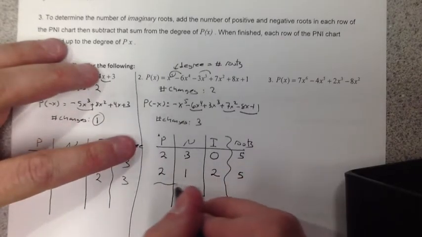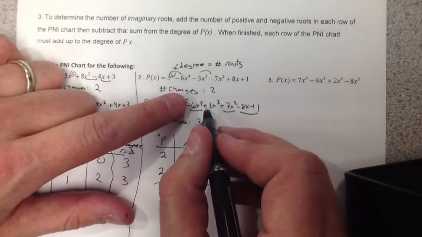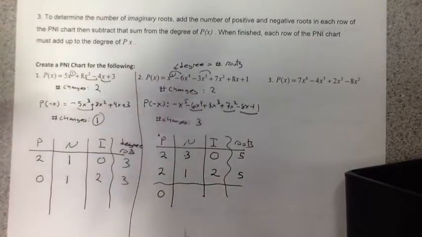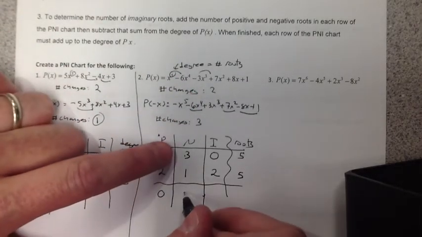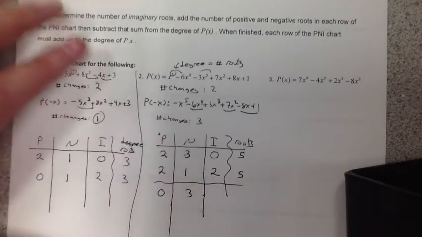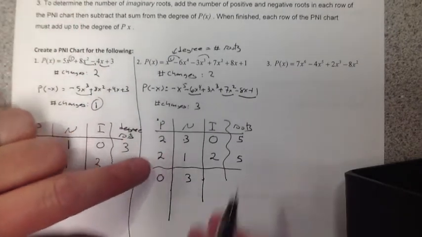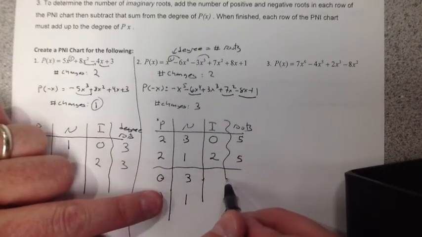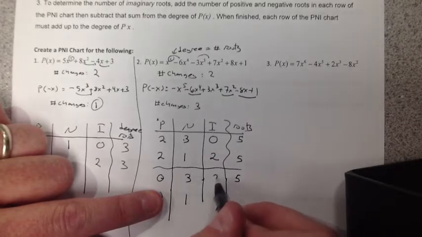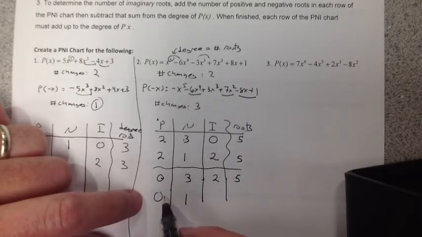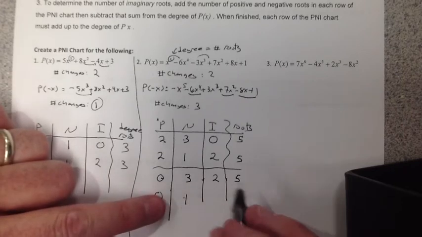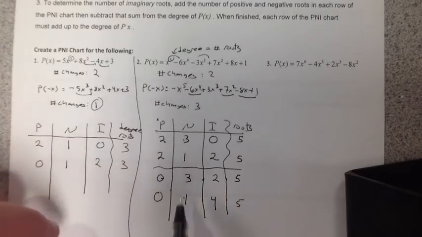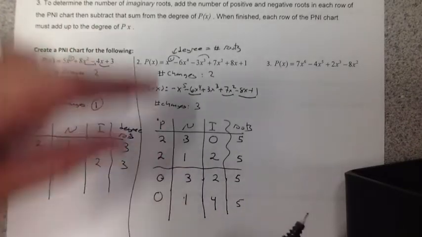Now, that deals with the p is 2, but remember, we have to subtract 2 from it, so I could also have 0 positive. Now, if I have 0 positives, I could still have 3 negatives, or 1 negative. If there are 3 negatives and 0 positives, then to make 5, I have to have 2 imaginaries. But if I have 0 positives and 1 negative, we can have at most 4 imaginaries, because the sum has to be 5.